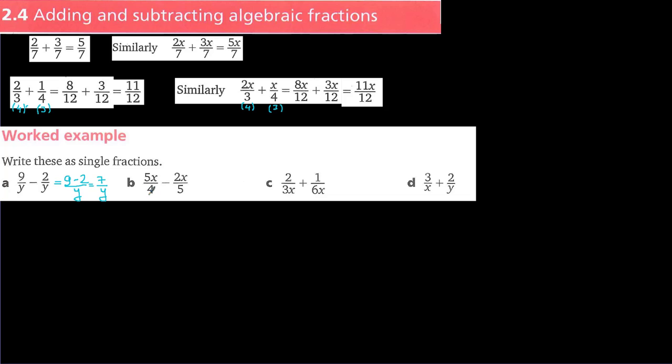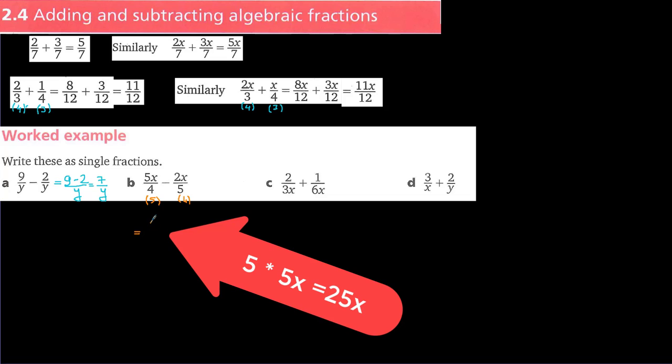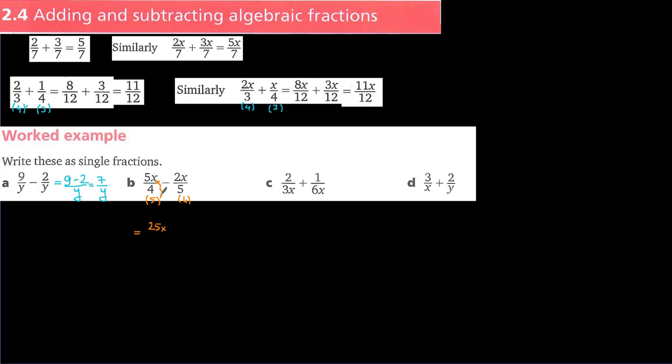Here the denominators are not the same. If the denominators are not the same, we are going to firstly make the denominators the same. 4 and 5 don't have any common factors. So directly I'm going to write under the 4, 5, and under the 5, 4. Then I'm going to get the expressions here. 5 times 5x is equal to 25x. Then 5 times 4 is going to be here. And one by one I'm going to multiply like that.